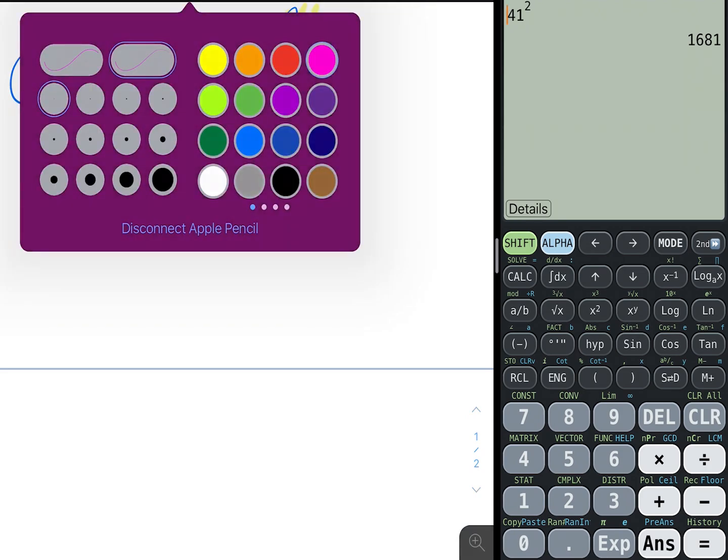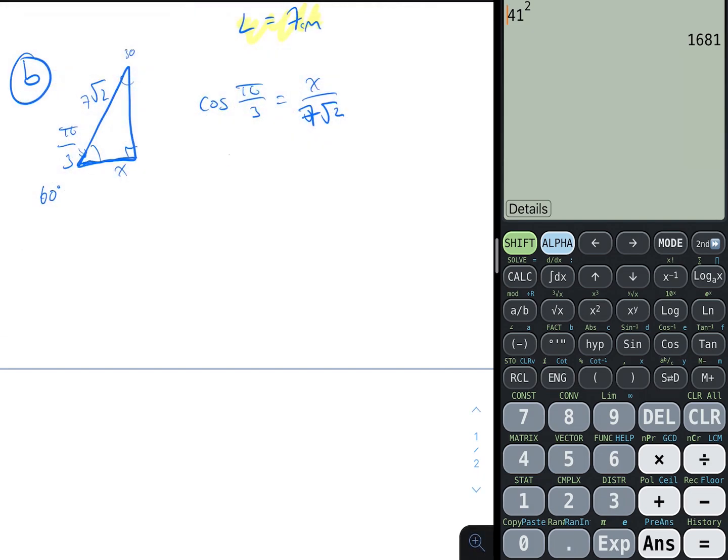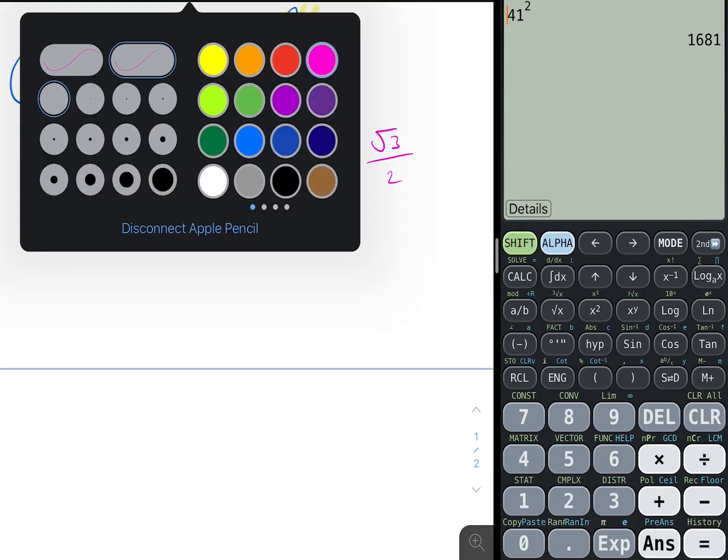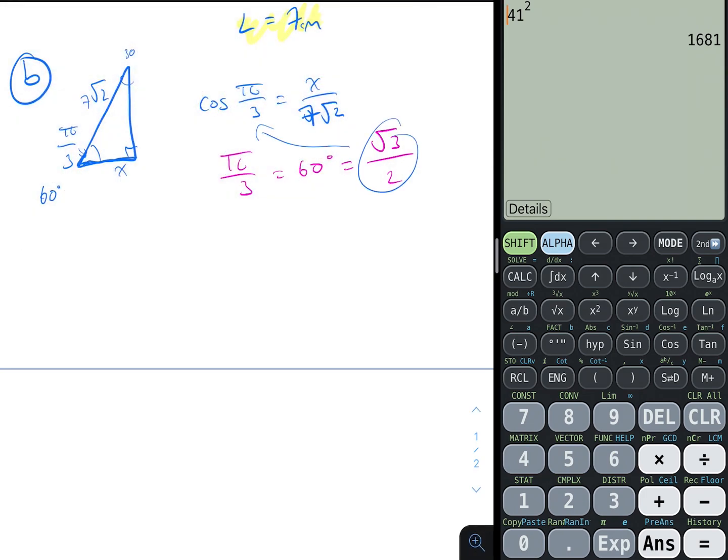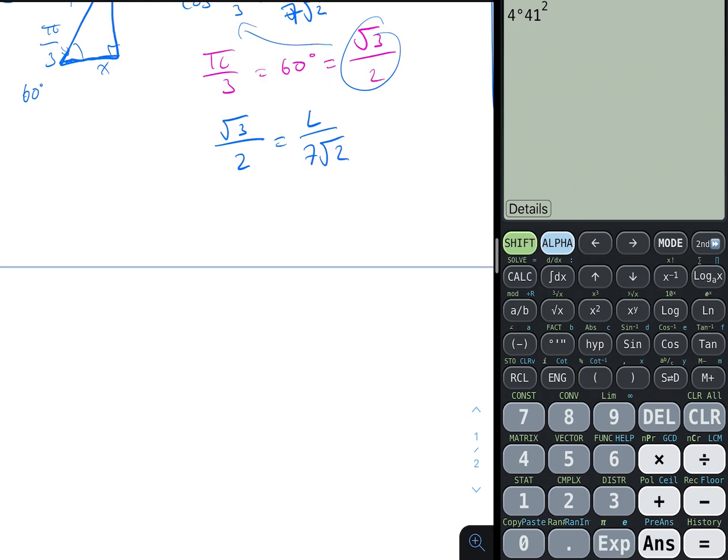Okay, so again, from the previous video, pi over 3 is 60 degrees. And what's that? The square root of 3 over 2, remember? So we can just place that into there, and that gives us the square root of 3 over 2 is equal to the length. I keep mixing between x and L, forgive me, but hopefully you know what I mean. Is equal to the length over 7 times the square root of 2. Right, so then make some space. Square root of 3 over 2 times 7 times the square root of 2 over 1 is equal to the length.